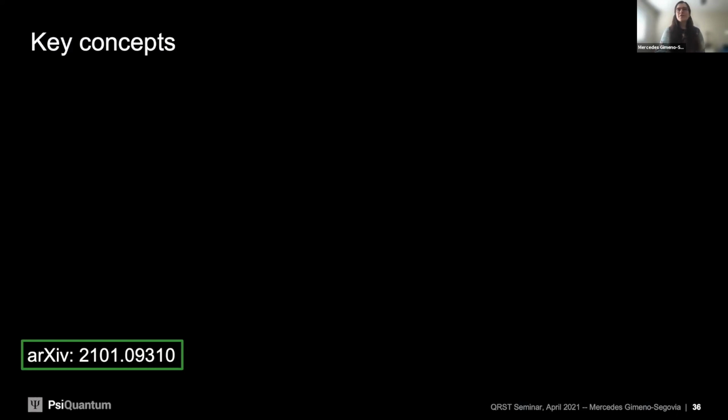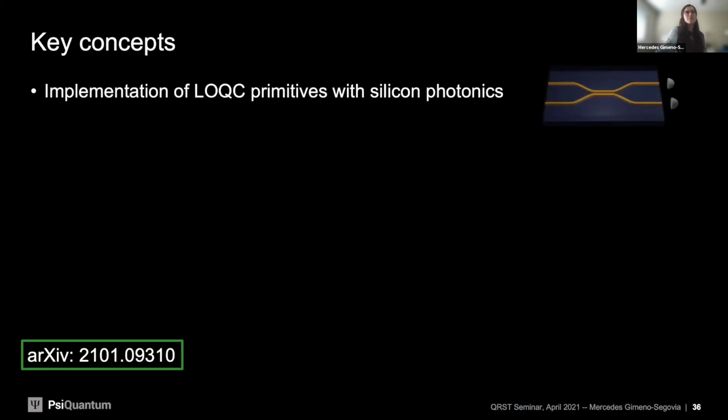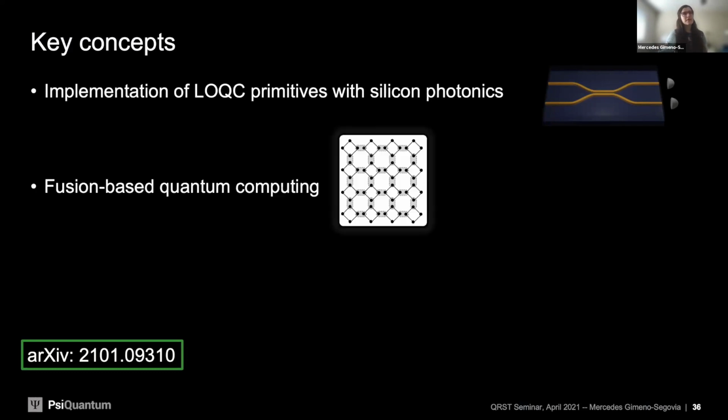I just want to remind you of the key concepts that we covered. We talked about the implementation of the linear optical quantum computing primitives with silicon photonics, in particular these fusion gates, which are the more natural entangling gates for photonics.